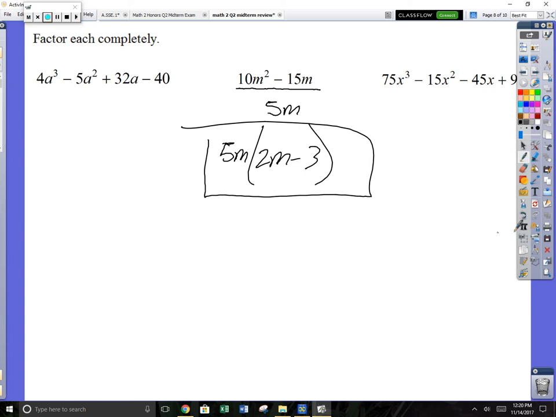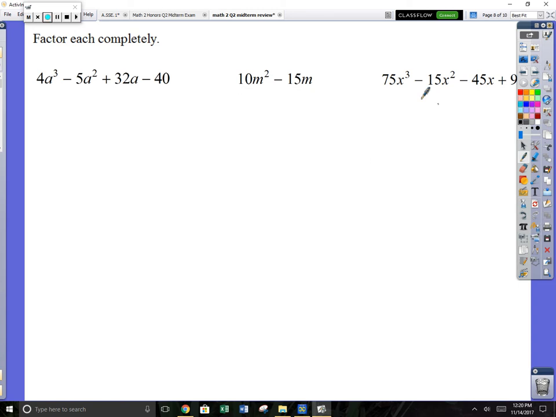Okay, the last one's kind of like the one we just did. It's 4 terms, so let's group them. Let's split them right down the middle. So if you go the 75x cubed minus 15x squared. Okay, let's divide each of these by 5. And you can take x squared out of each. So if you take a 5x squared out of each, it's going to be 5.